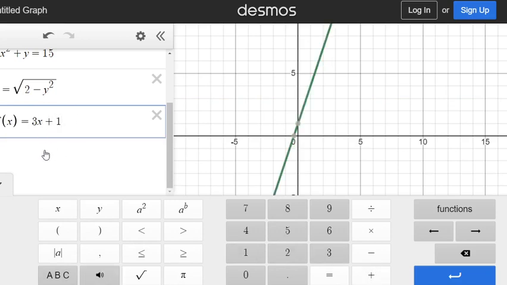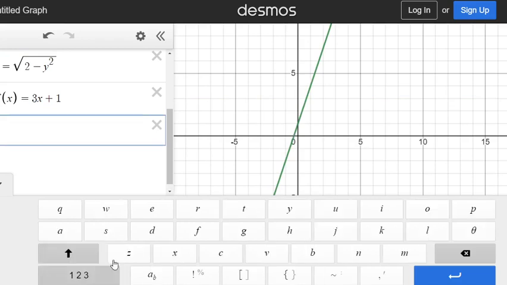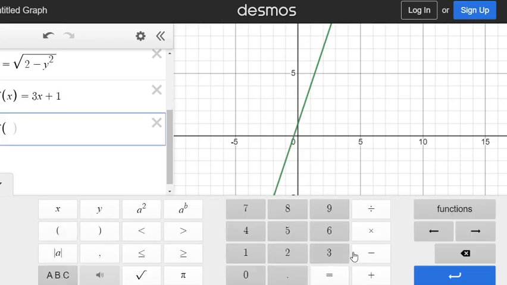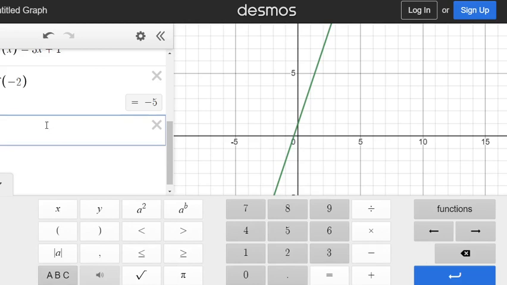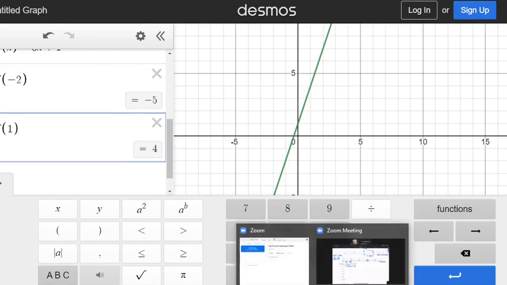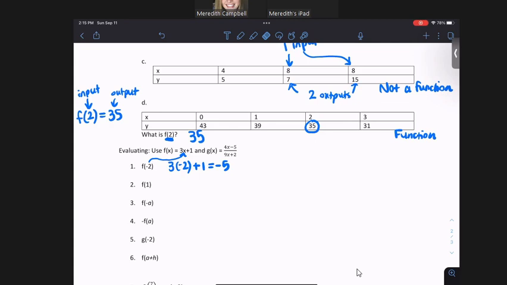So now that you have the function, you can tell Desmos to evaluate it. So I'm going to go back and do f of -2. Yep, -2. And you can see it gives me -5. And then you can evaluate wherever else. So you can do f of 1. And you can see that's 4. And that's the same thing that you would get if you were to actually plug it in and evaluate.